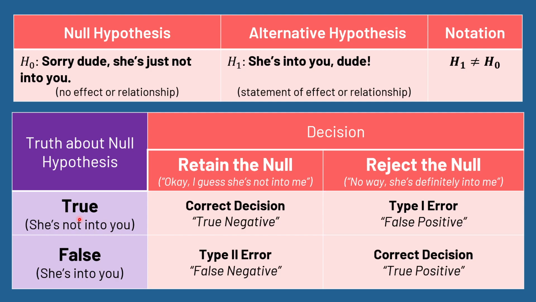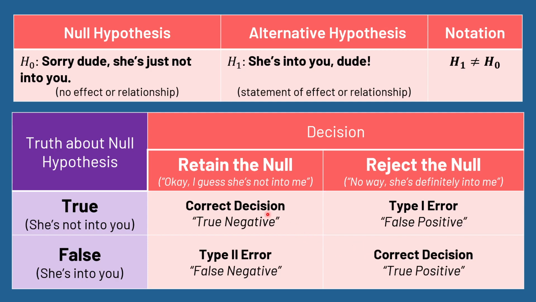It's good to have friends. And if I retain the null, I say, okay, I guess she's not into me, then that's a correct decision. That's what we call a true negative. A true positive, down here, is correctly rejecting the null and saying, no way, she's definitely into me, and that actually being a reflection of reality. If she is into me and I say, okay, I think there's something there, and we talk about it, bam, true positive, correct decision, life is good.